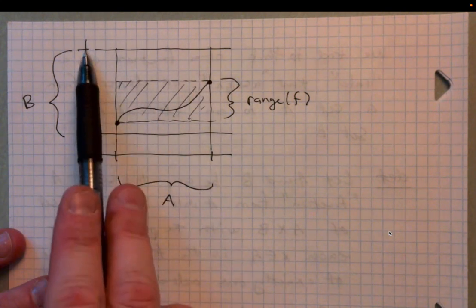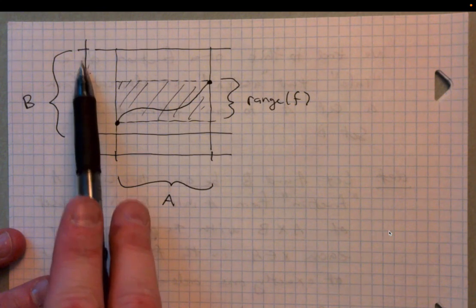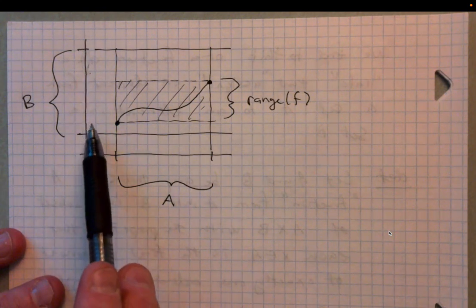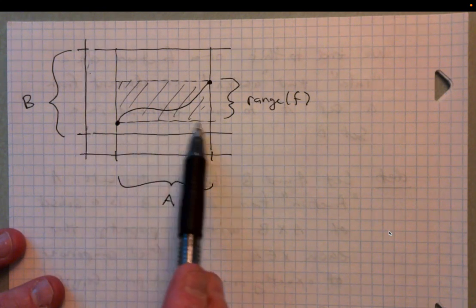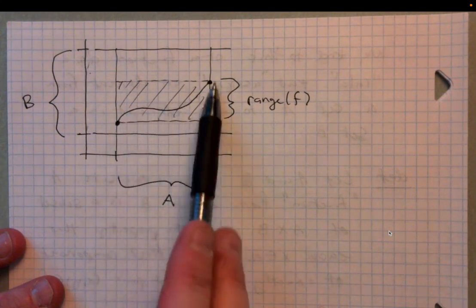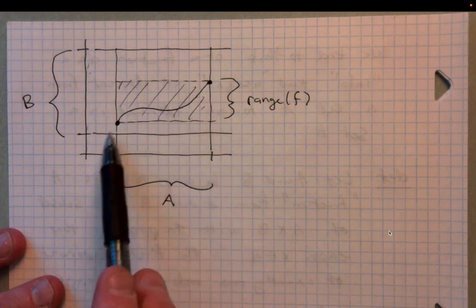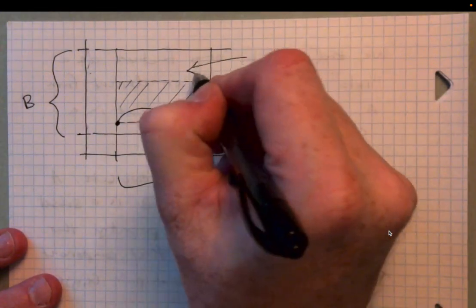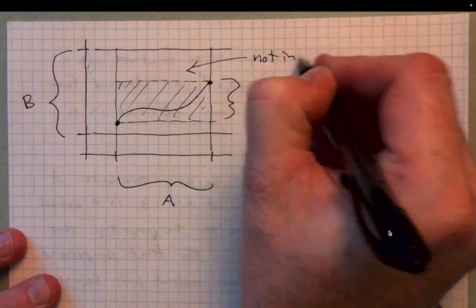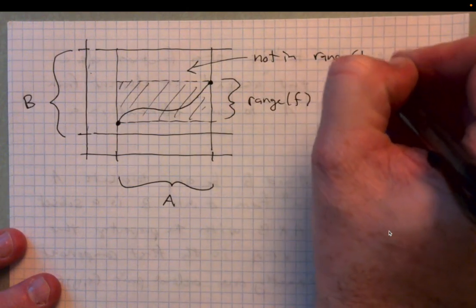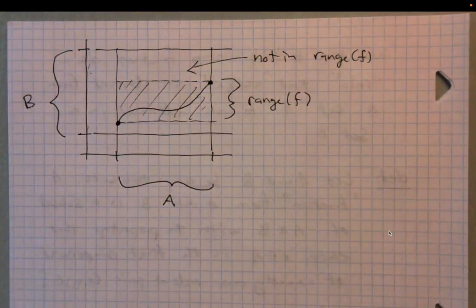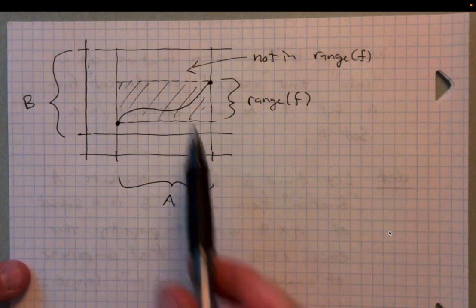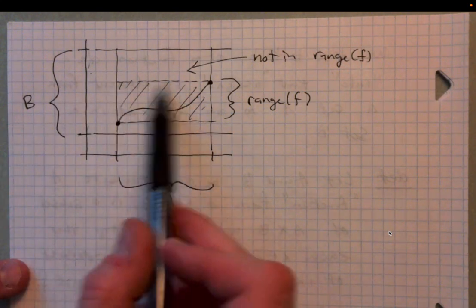So you've got, for example, items up here that are not mapped to by the function, as well as items down here. These are not mapped to, right? But in between these lines, this is the range, so everything in here is mapped to. So this piece here is not in the range of the function. Okay. So here B is called the codomain, A is the domain, and then within B there's a subset called the range.